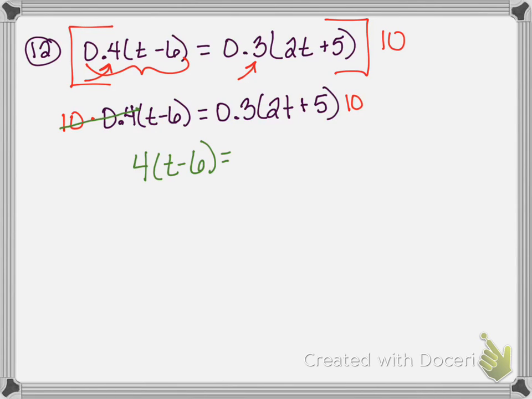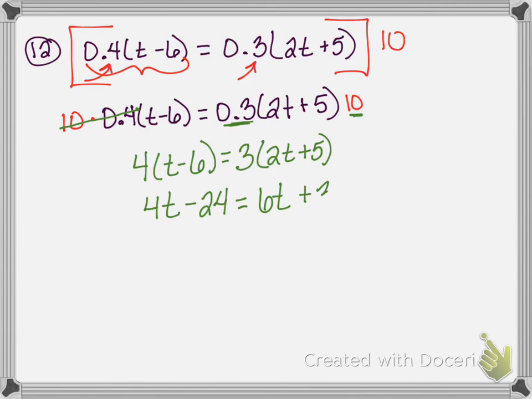Okay? Now I'm going to multiply 10 times 0.3. That's 3 times 2t plus 5. Okay? Now I distribute. So I have 4t minus 24 equals 6t plus 30.